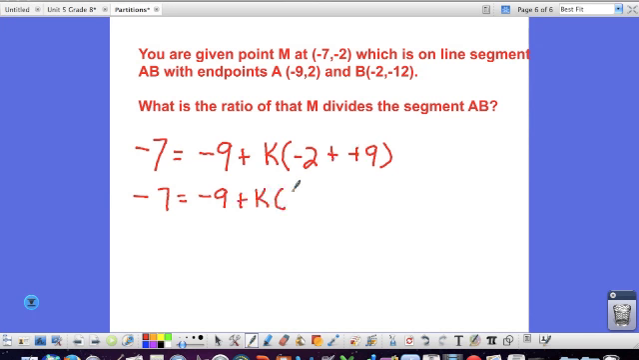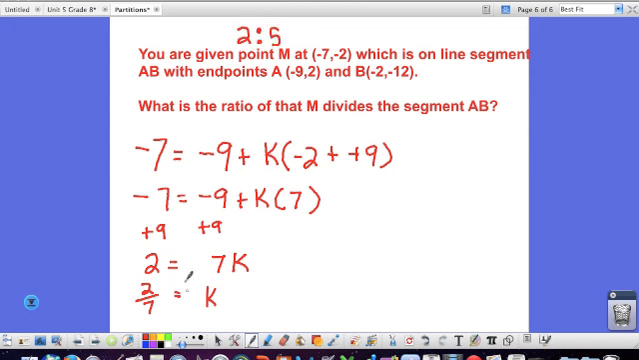I'm going to add 9 to both sides, and I'm going to get 2 equals 7k. k equals 2/7. That means the ratio is 2 to 5. This point M is 2/7 of the way between, closer to A.